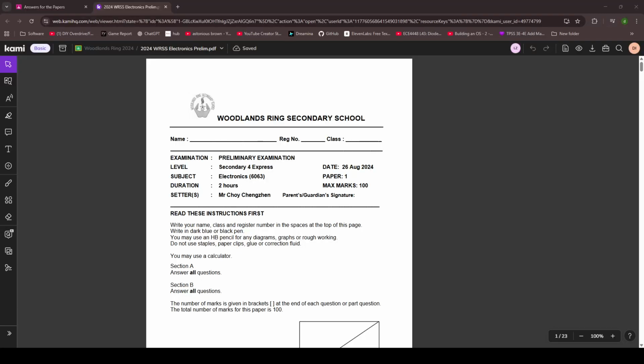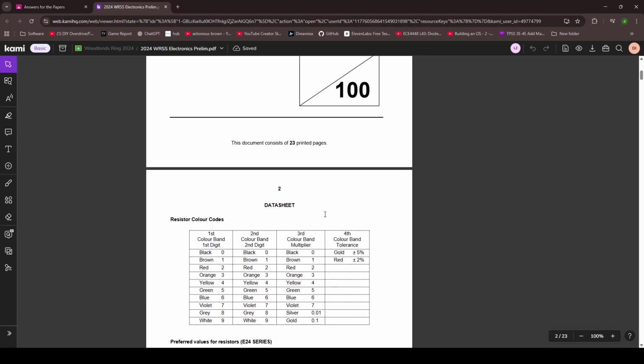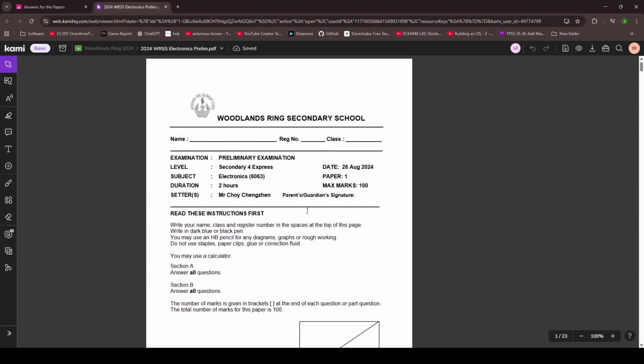In this video, I'm going to be going through the Woodlands Ring Secondary School electronics paper, courtesy of one of my guys who did this paper. We're going to be going through his paper. He only has done section A because section B is pretty similar to another paper. So I'll only be marking his section A, which is out of 40. Let's see how that goes.